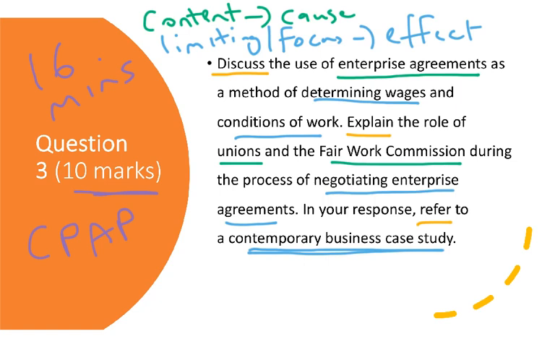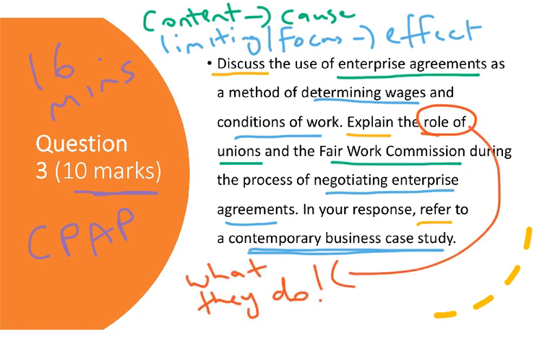Because your answer should have in there how the enterprise agreements, unions and Fair Work Commission, and looking at them solely focusing on a contemporary business case study, no older than 4 years. I should also point out, when you see the word role, you're looking at what an organisation or a thing or a person does. So it's what they do, not who they are.